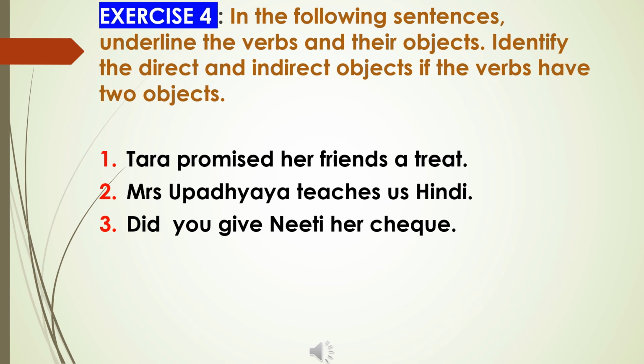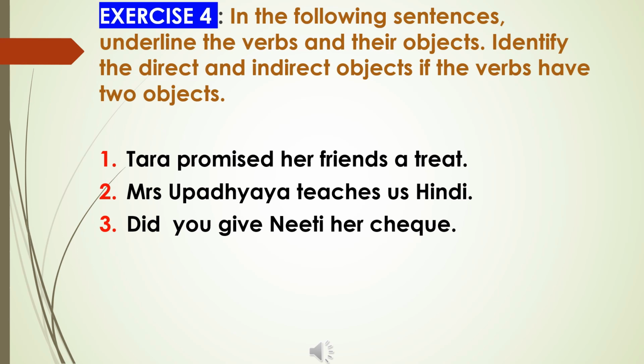Next, we are in exercise 4. In the following sentences, underline the verbs and their objects. Identify the direct and indirect objects if the verbs have two objects. When we use a verb transitively, we need an object to make the meaning of the sentence complete.